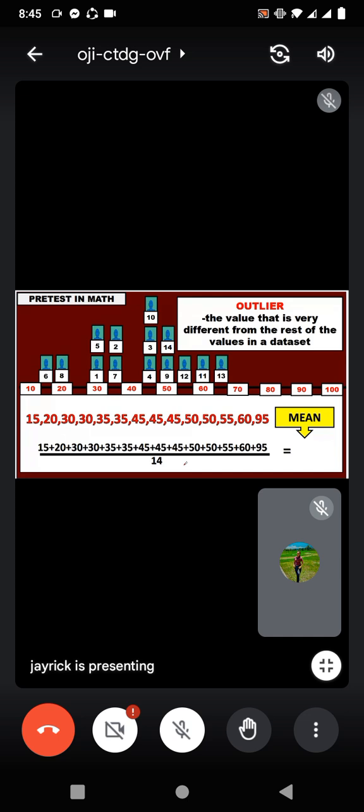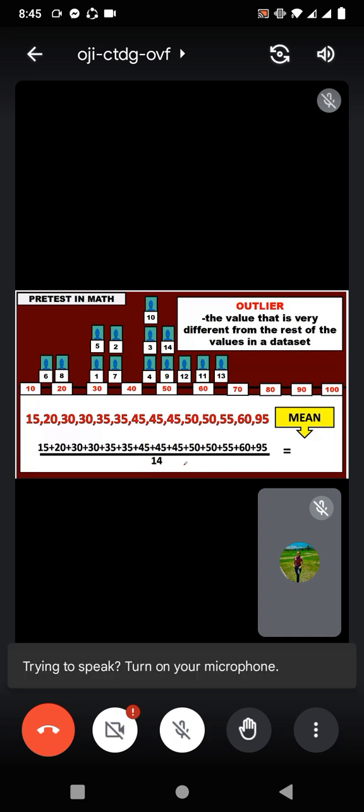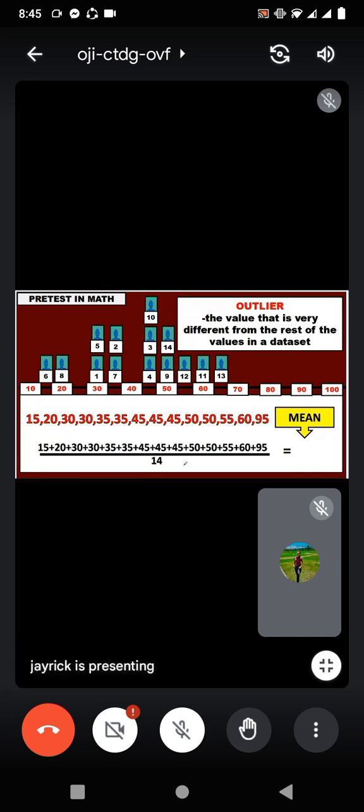An outlier is a value that is very different from the rest of the values in the data set. This is a score that is very different from the rest of the scores in the data set. Is that true? We can say that 95 is very different from the rest of the values. This is an outlier. At this point, we have to focus only on our objectives. We have a separate session, a separate discussion, on determining the outlier.